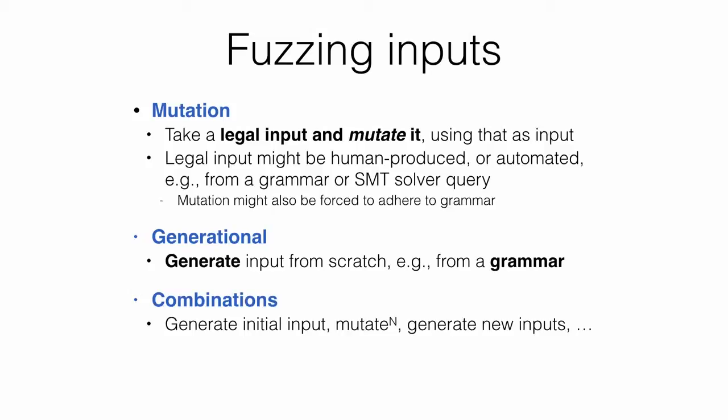For example, we could generate an initial input, then mutate it n times, generate new inputs, mutate those, and so on. And of course, mutations could be generated according to a grammar too. That is, if the original program's input adheres to a grammar, then we create mutations to that input that are informed by that grammar to make sure that it is likely to get further into the program's state space.